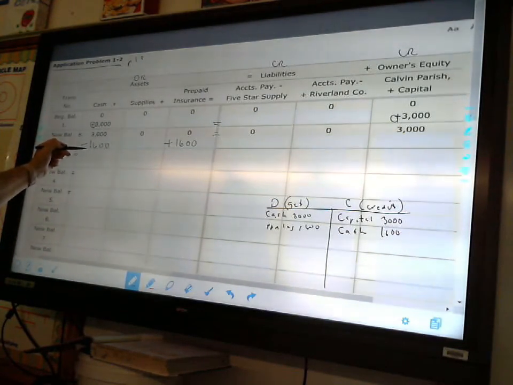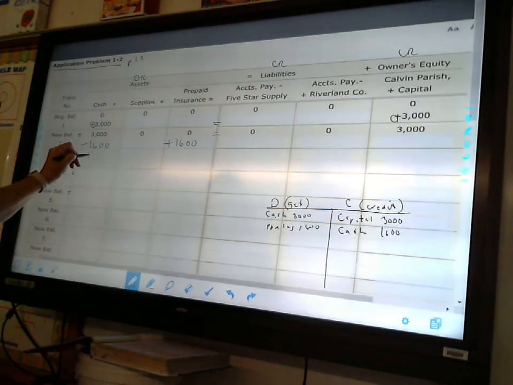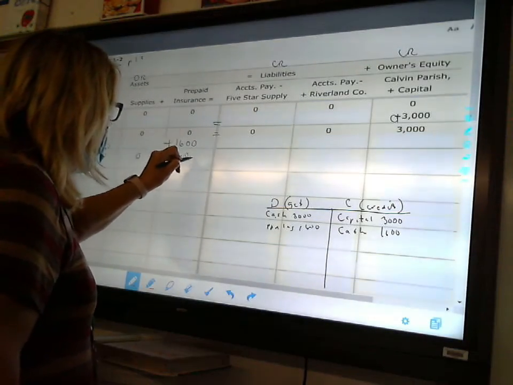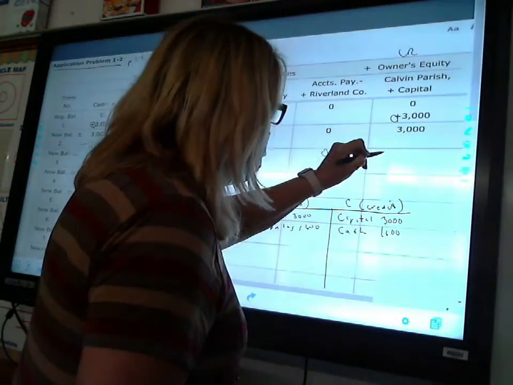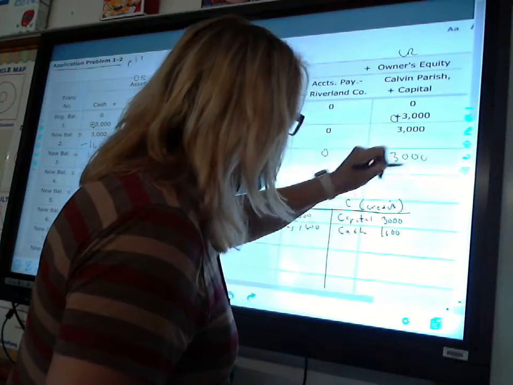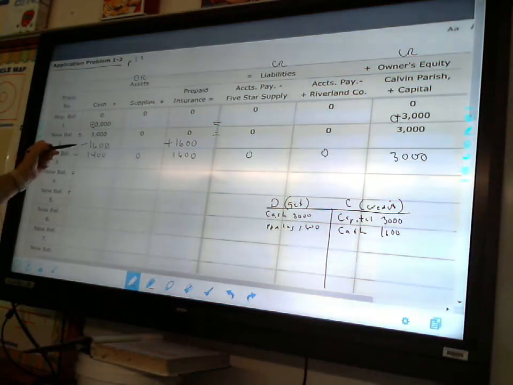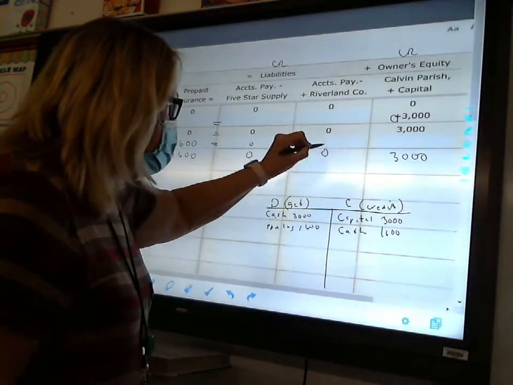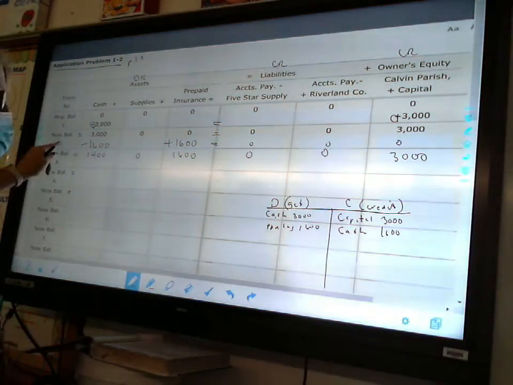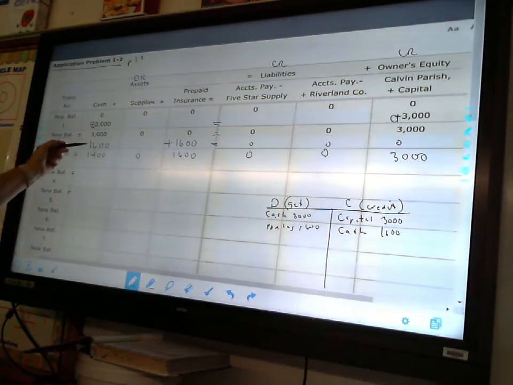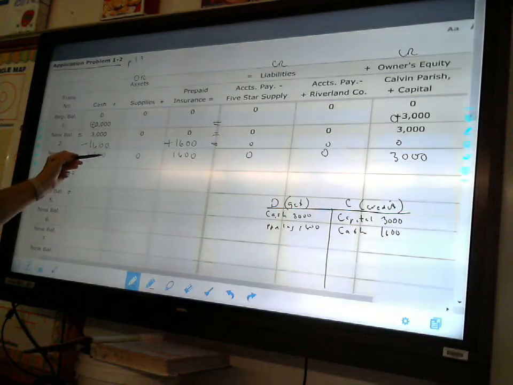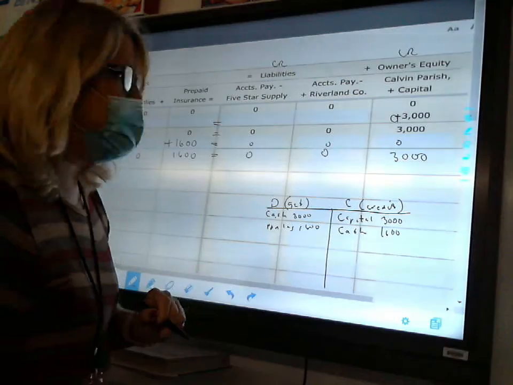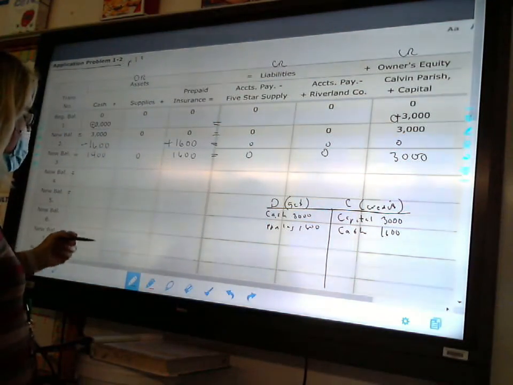3,000 minus 1,600 is 1,400. We have a 0, we have a 1,600, we have a 0, and 3,000. Okay? A negative 1,600 and a positive 1,600 is going to equal 0. So my transaction number 2 is in balance. And then when I do my running totals, 1,400 plus 1,600 is 3,000. That equals 3,000.